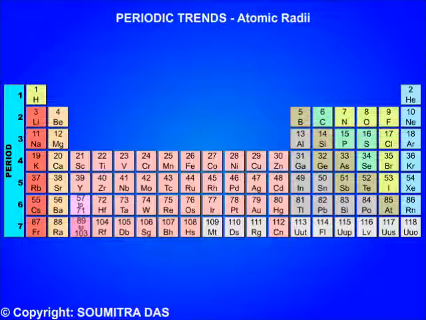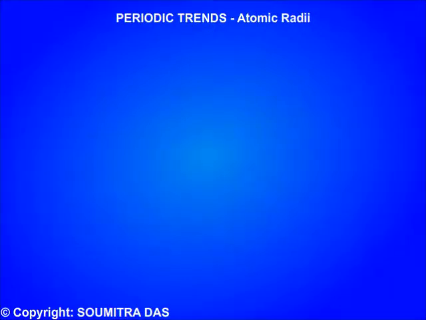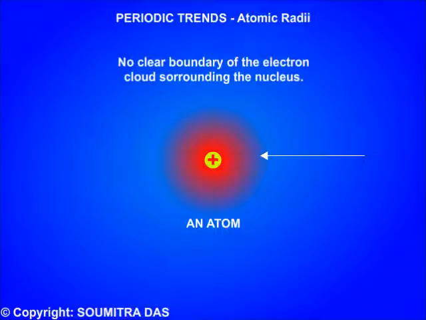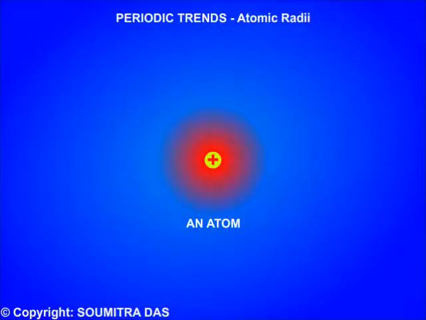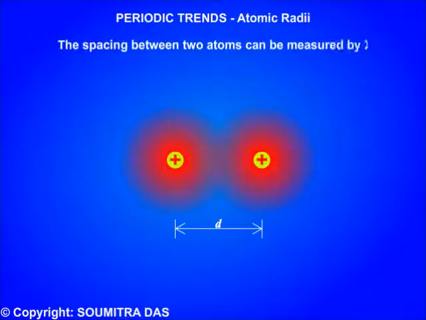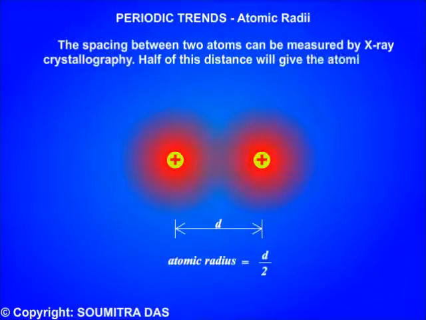Before starting this discussion, we got to know a little bit about how atomic radius is conceptualized. It is impossible to measure the radius of an individual atom because there is no clear boundary of the electron cloud surrounding the nucleus. Now, what is the way out? The spacing between two atoms can be measured by X-ray crystallography. Half of this distance will give the atomic radius.